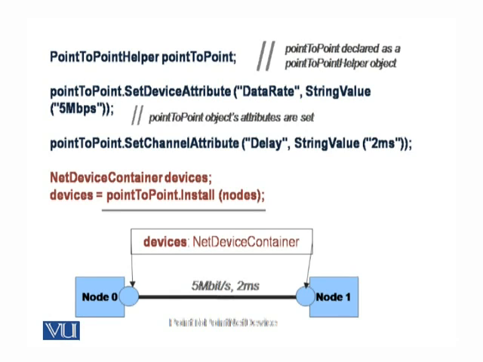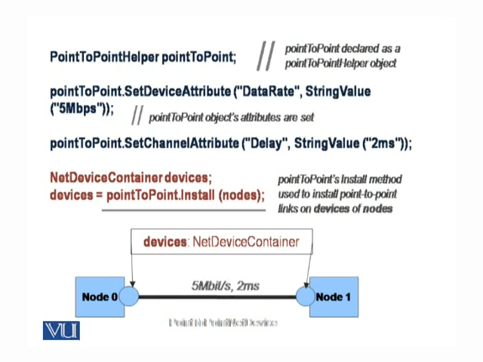And then we are going to create devices and put them in a net device container. Just like we did for nodes, we're going to put all the devices in the net device container and then apply the install function of point-to-point on them. So the nodes are given as attributes of that method, and what we have then is devices. So that is an object of type net device container.